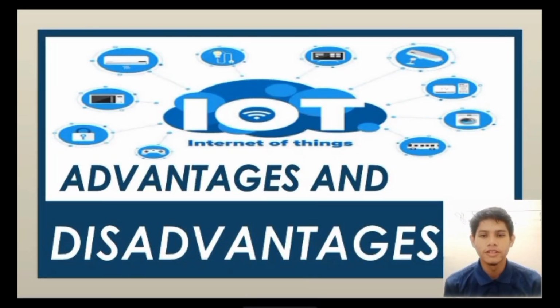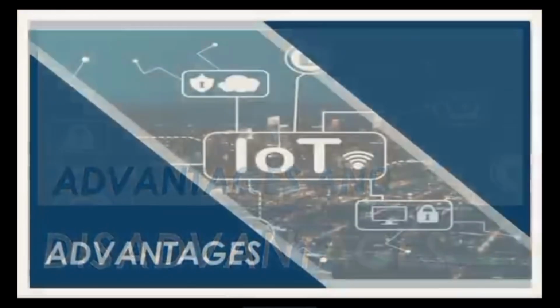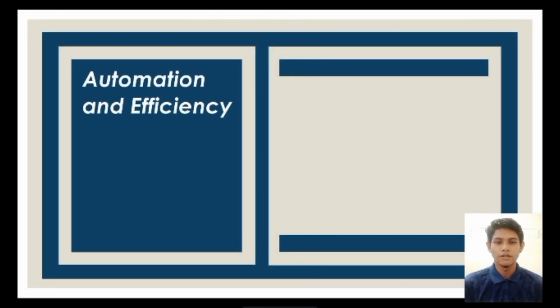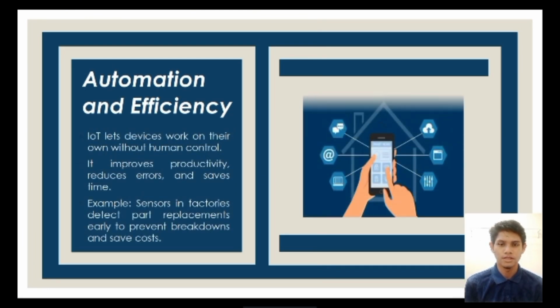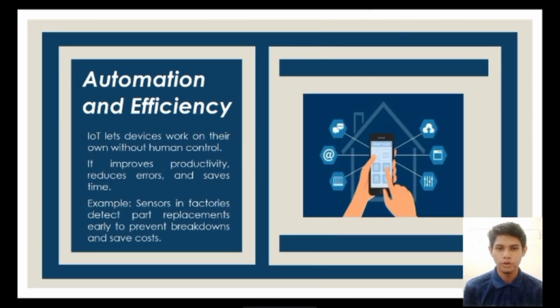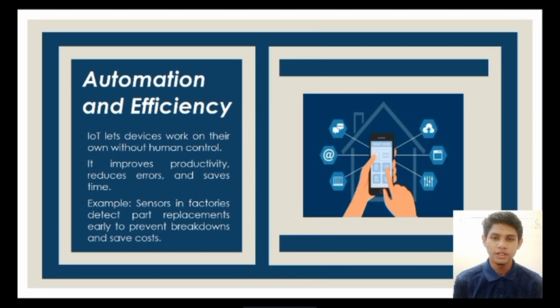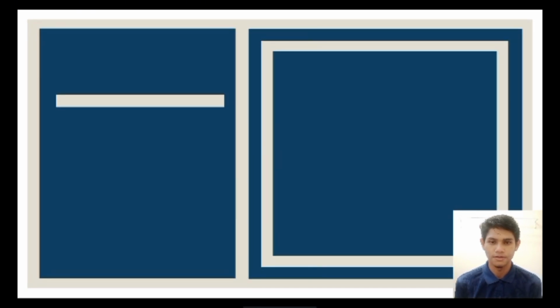So, moving on to the next part, which is advantages and disadvantages of IoT. The first advantage of IoT is automation and efficiency. IoT-led devices work on their own without human control. It improves productivity, reduces errors, and also saves time. For example, sensors in factories detect part replacement early to prevent breakdowns and save cost.